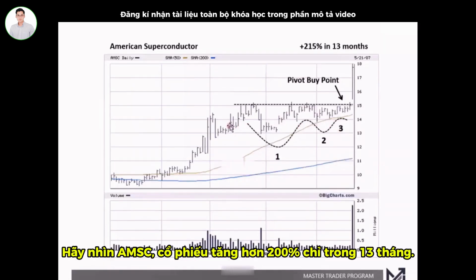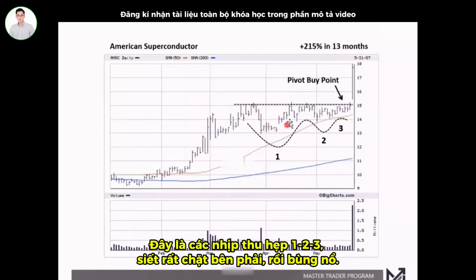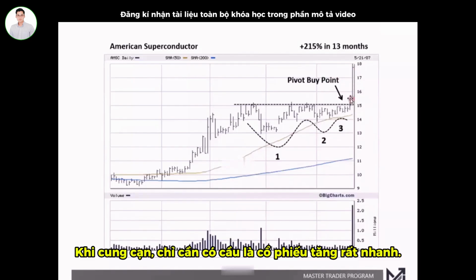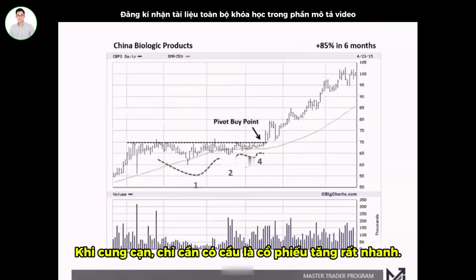So right here, looking at AMSC, American Superconductor, you can see a big move too, over 200% in just 13 months. Here are the contractions: 1, 2, 3, it gets real tight on that right side, and then bang. And look at how the very next day, you'd be buying it right here. And then the very next day, look at the volume and the explosion that comes out of here. Again, that's where supply stopped coming to market. And now the stock is very vulnerable to moving very quickly in a direction once that buying comes in with a lack of supply.